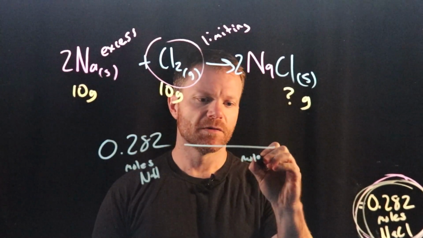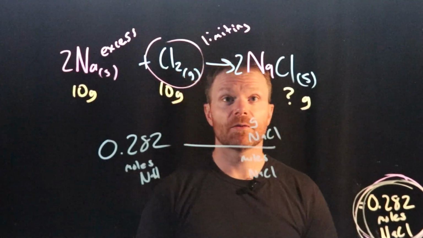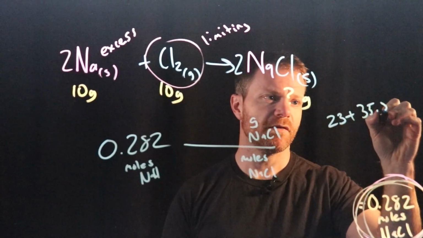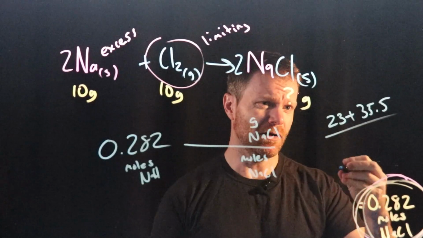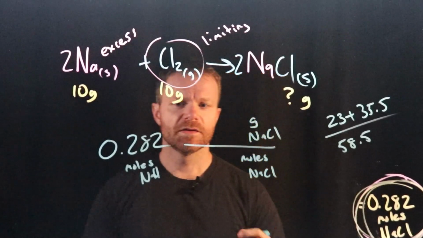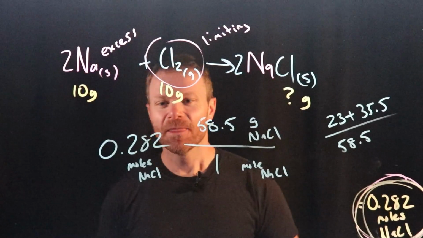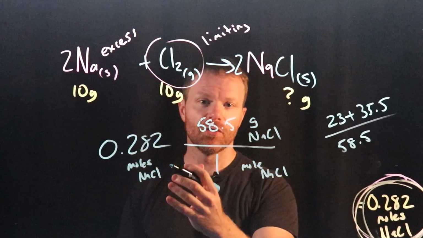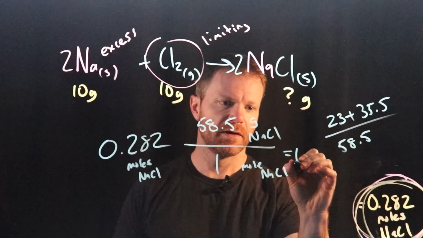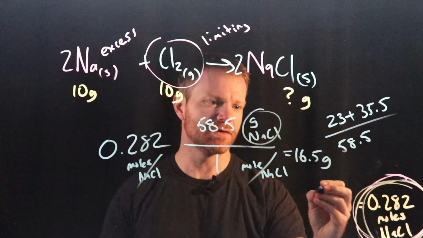So we want to get rid of moles of sodium chloride. We want to go to grams of sodium chloride. For that, we're going to need the molar mass. Sodium is 23, chlorine is 35.5. So that's going to give us a total of 58.5, right? So 58.5 grams to every 1 mole. So if I have 0.282 moles times 58.5, I get 16.5 grams, because moles cancels with moles, leaving grams of sodium chloride.